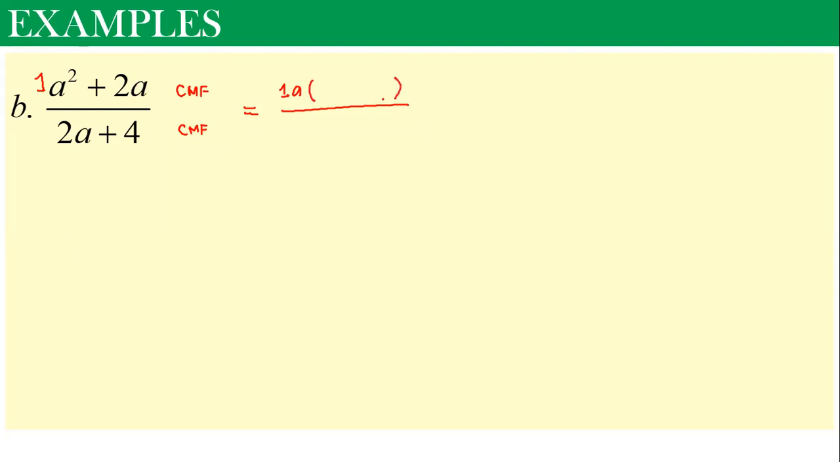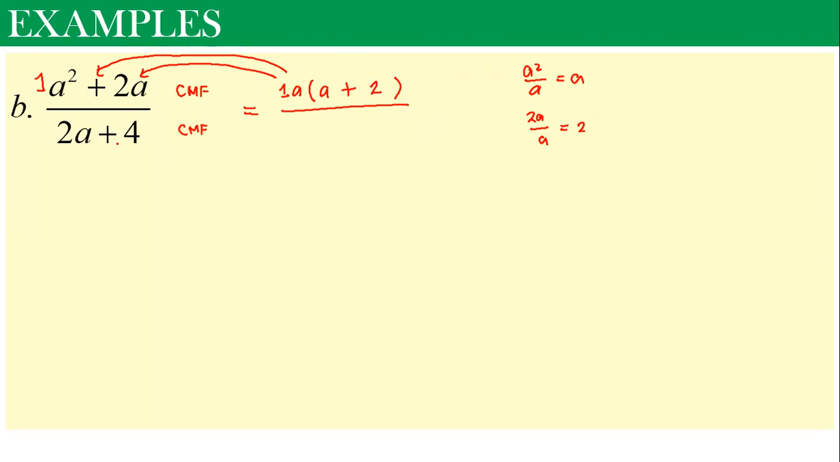And then divide each term by the GCF. Divide each term by the GCF. 1a or a squared divided by a, that will be a. Ito po yun. A squared divided by a. So that is equal to a. And then, to find the second term, you will divide again. So 2a divided by a, we have 2. Okay, so we have here 2. Okay? Next, we are done with the numerator.